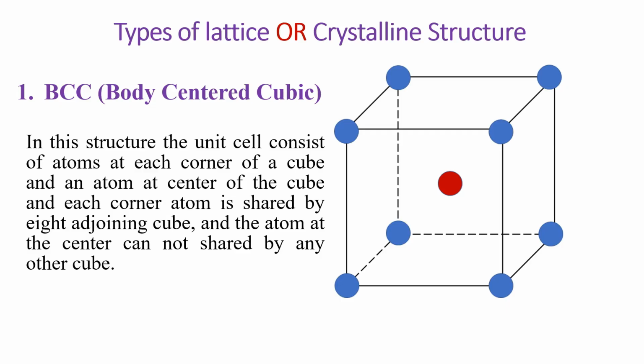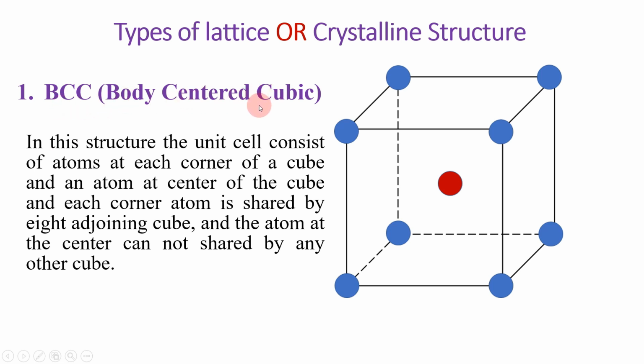Hello friends, today we are going to understand what we mean by types of lattice and crystalline structure. So let's start without wasting time. On screen you are seeing the type of lattice which is known as BCC. BCC means nothing but body centered cubic. The long form of BCC crystal structure is body centered cubic.